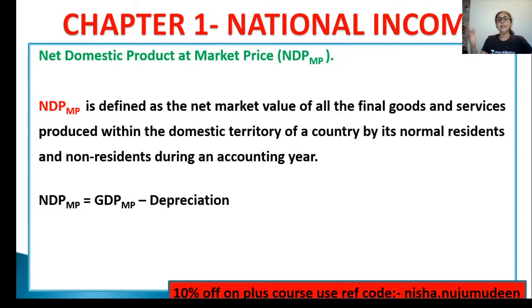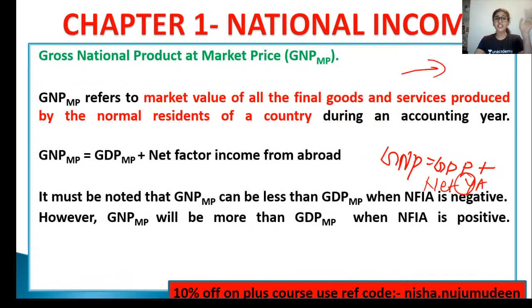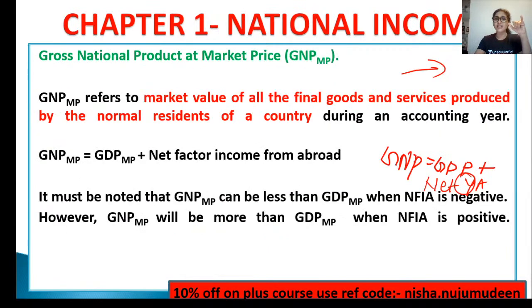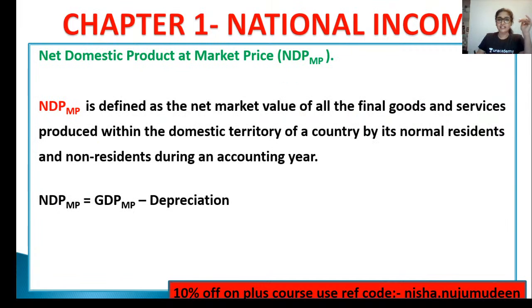The next concept is NDP, Net Domestic Product at Market Price. What is that net domestic product? See, GDP, GNP we have done. Gross domestic product we have done, and gross national product we have done. The next factor is your NDP, that is net domestic product. What is that, guys? Come on, quickly tell me, what is NDP? In simple terms, NDP is your gross domestic product which is calculated after adjusting depreciation.